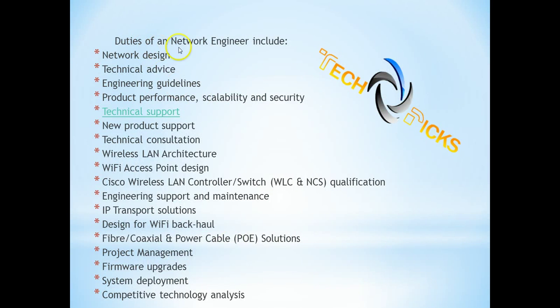So duties of a network engineer include network design, technical advice, engineering guidelines, product performance, scalability and security, technical support, new product support, technical consultations, wireless LAN architect, Wi-Fi access point design. You have to deal with Wi-Fi. You have to know some of the Wi-Fi, because all the companies, small, big companies, enterprises, they do have access points. They use a lot of wireless, so you have to know how to maintain your wireless environment.